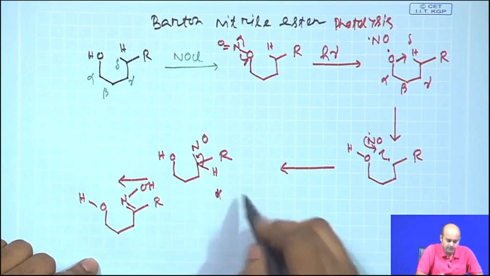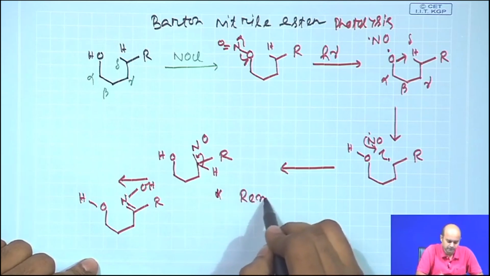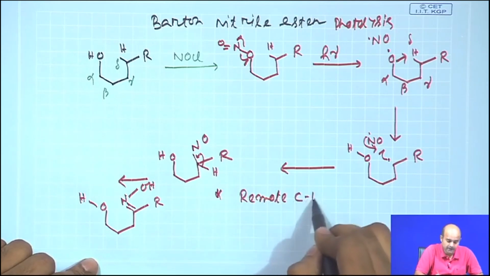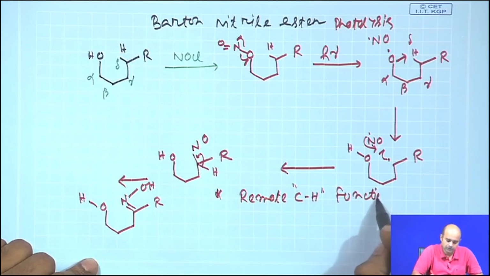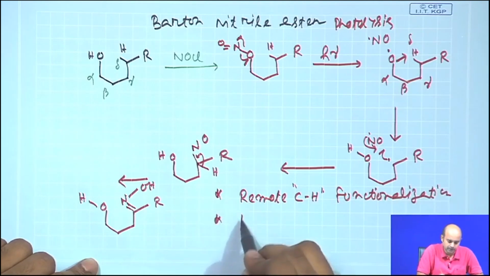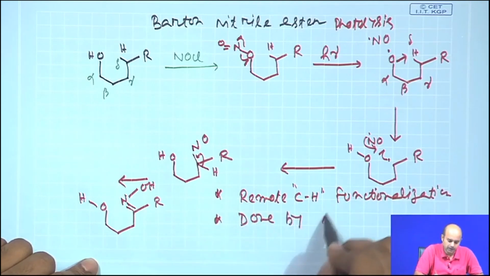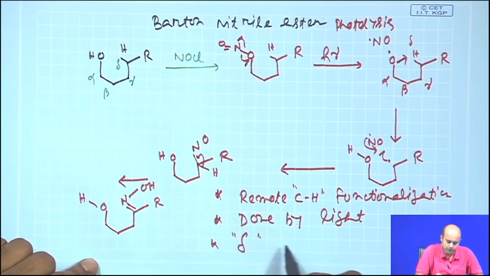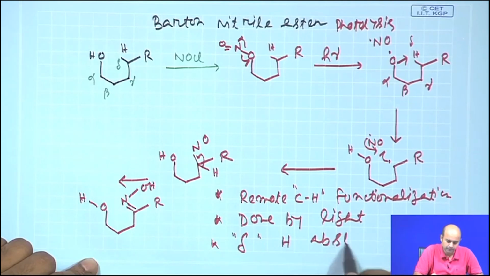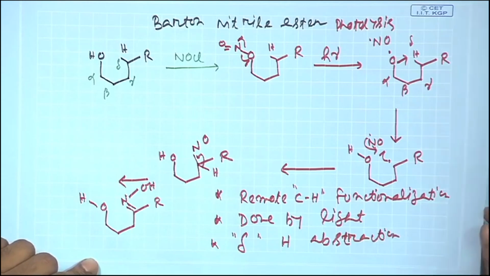The key feature is a remote functionalization, the remote C-H functionalization, and this is a very important reaction. This is done by light, and normally delta hydrogen abstraction takes place. So, now you try to fit it in our model. We will now be doing it.